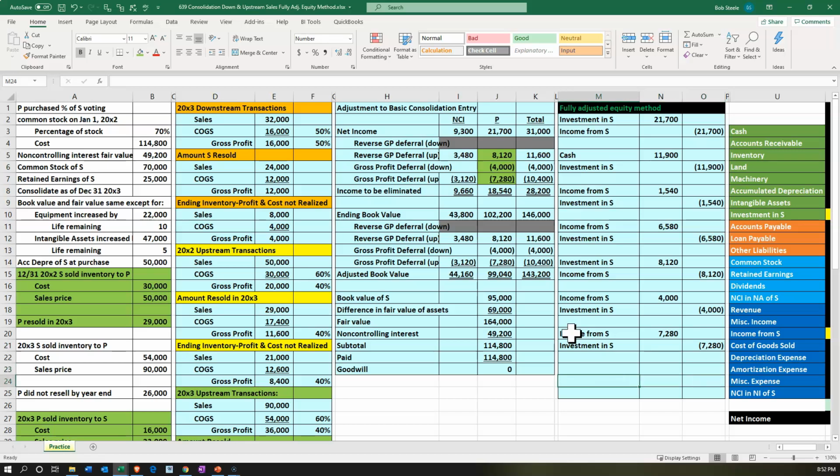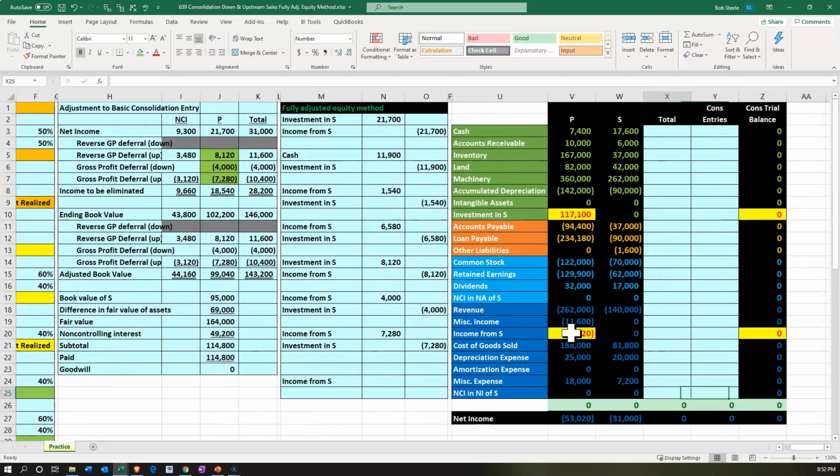Okay, so now we can kind of check our work. We can check this number, and we should be able to tie that in because this is the current year activity. And then we'll check the investment number, which won't tie in because this number up here is a balance sheet or permanent account, and it includes everything from 2 years ago when the purchase took place.